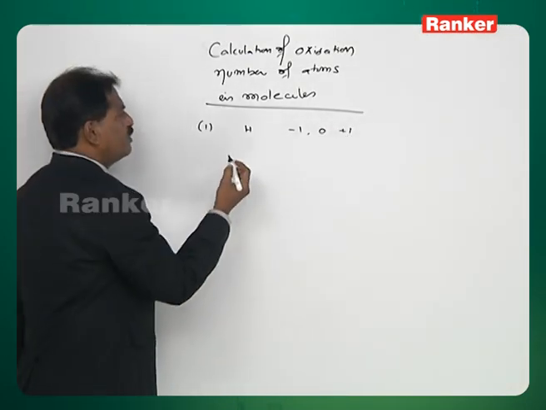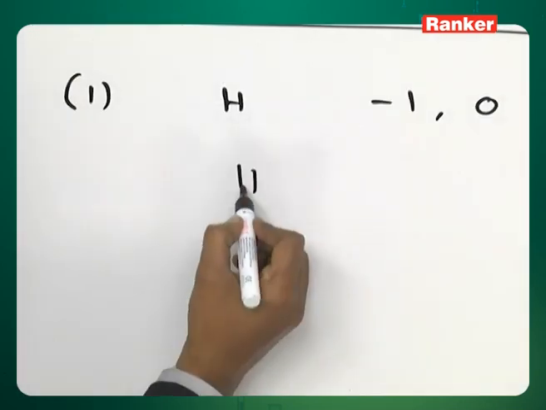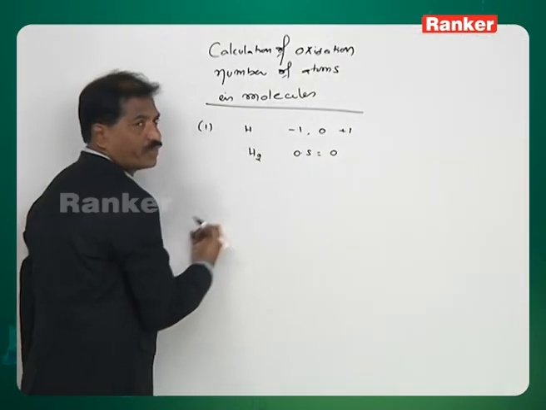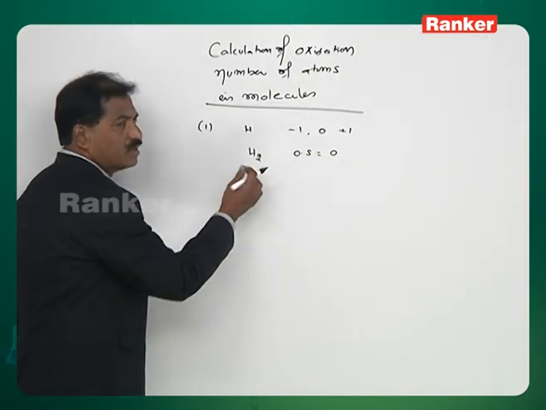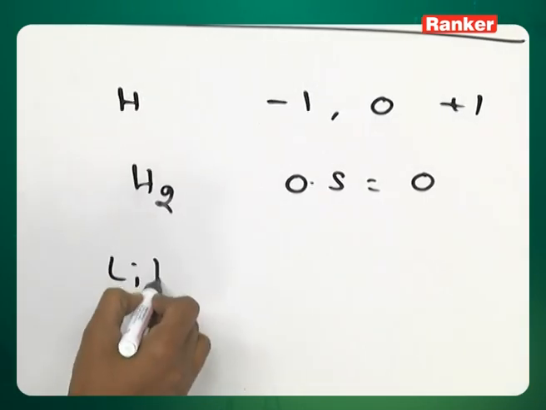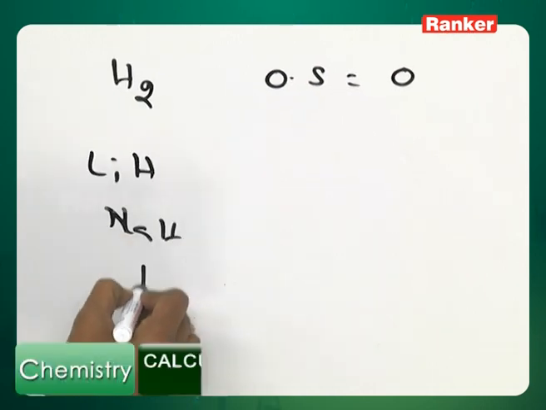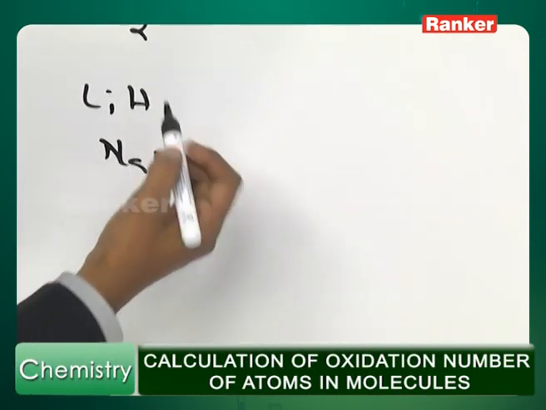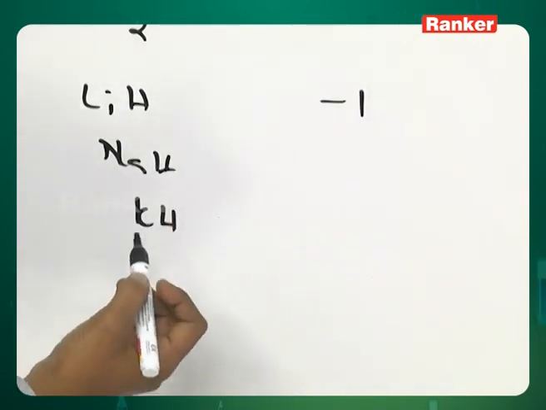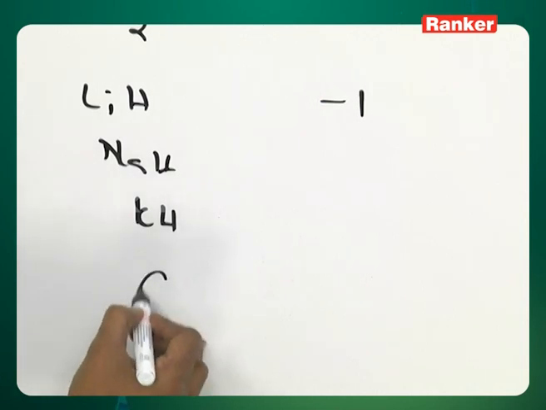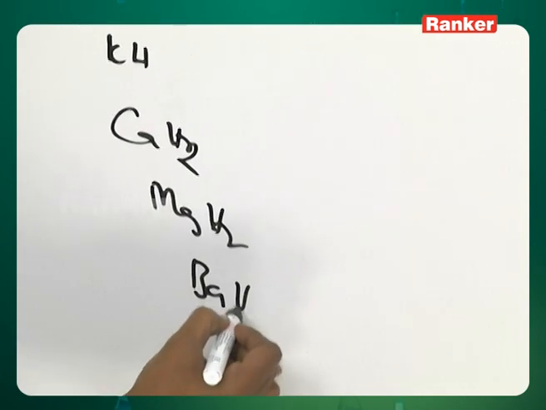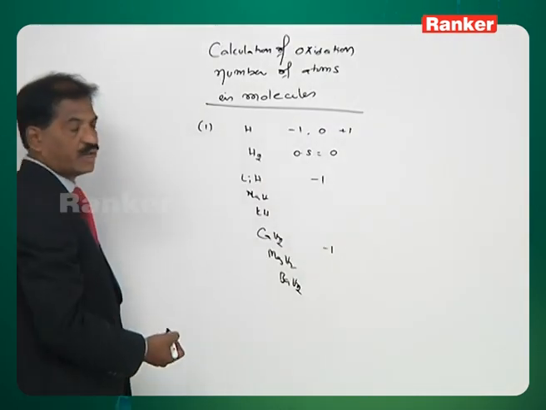For example, if hydrogen participates in a homoatomic molecule like H2, the oxidation state of the hydrogen is 0. Next, if hydrogen exists along with first group metals, like lithium hydride, sodium hydride, potassium hydride, for hydrogen we will give the oxidation state -1. Similarly, in the hydrides of the second group metals like calcium hydride, magnesium hydride, barium hydride, we will assign the value -1 for hydrogen.